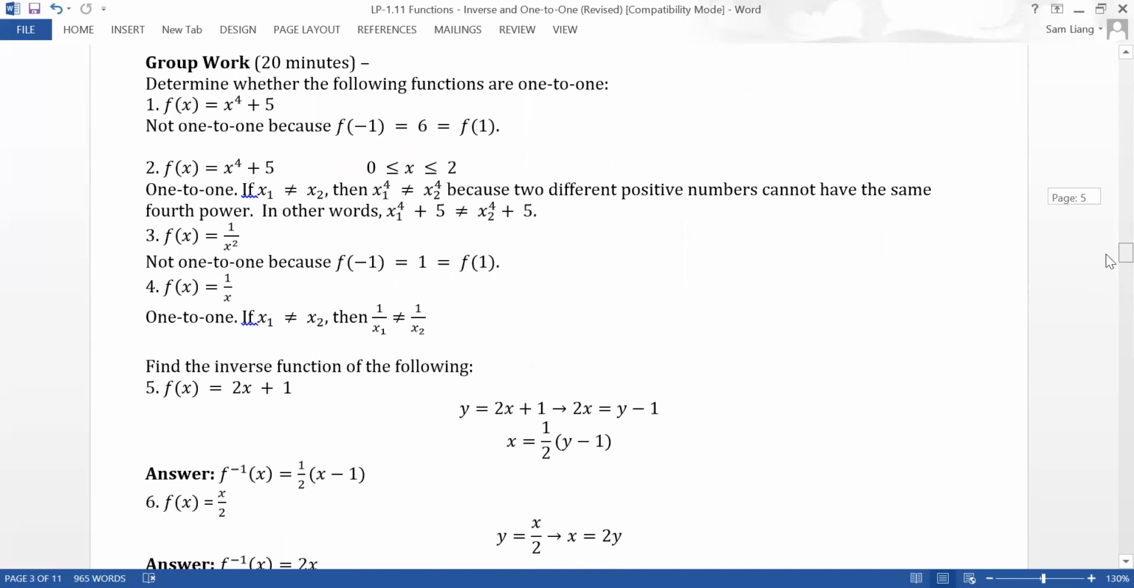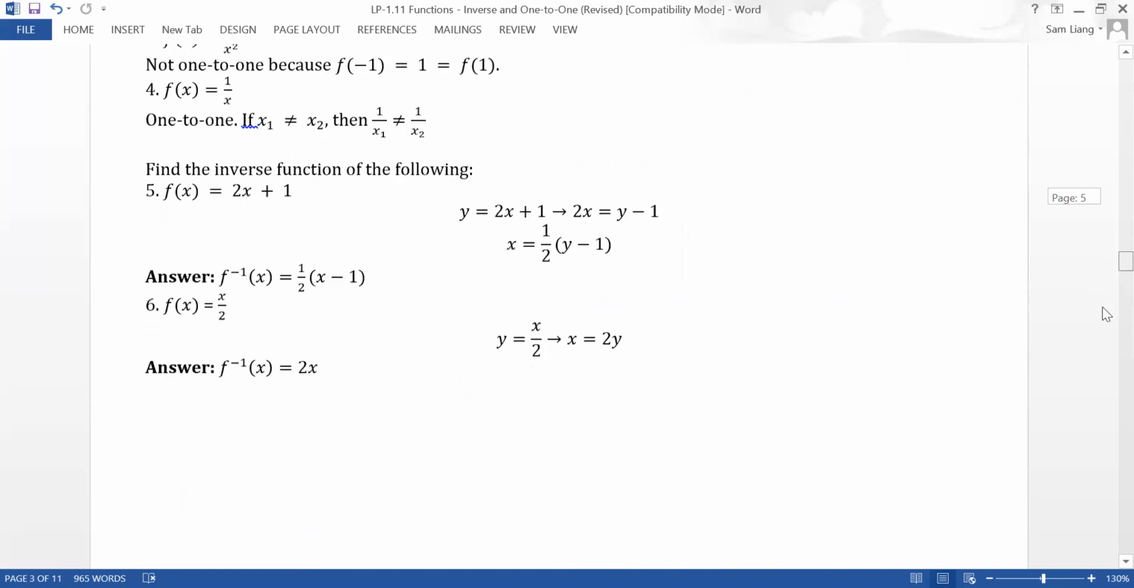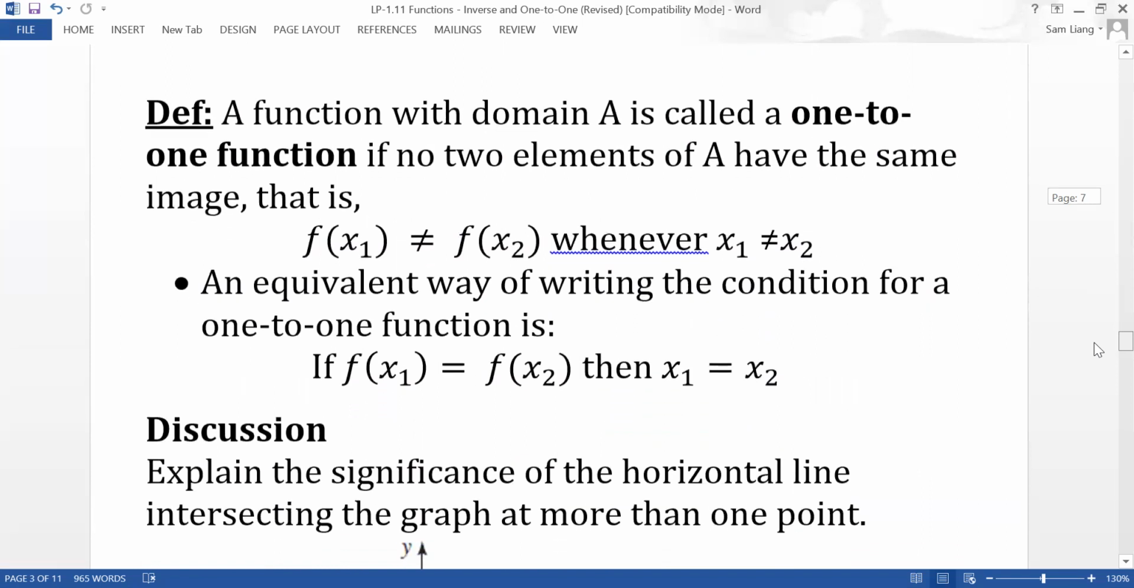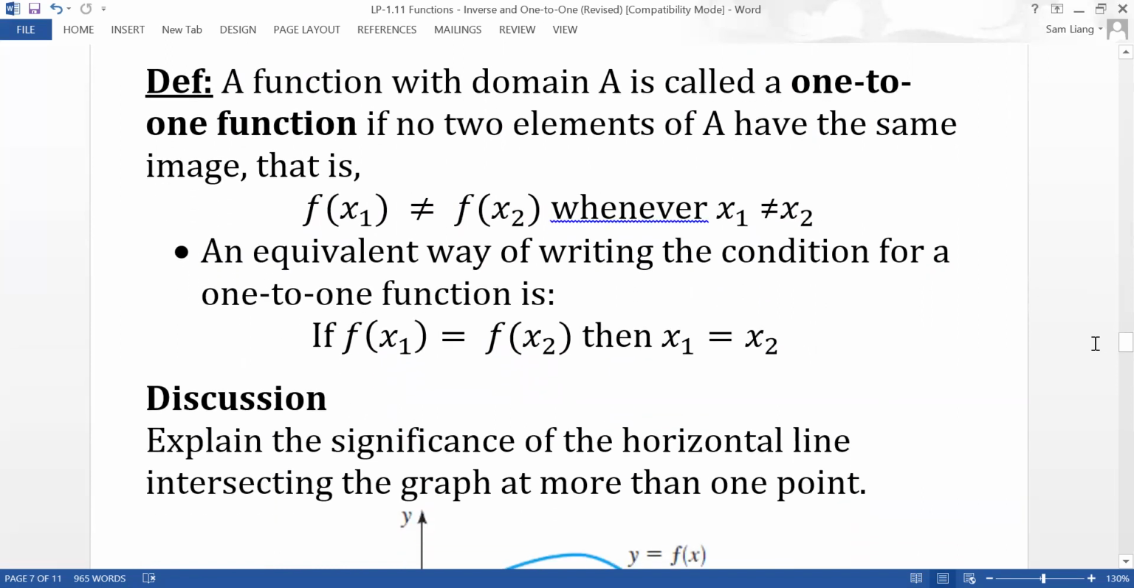Okay. All right. So with that being said, let me get to the slide. All right, so here's the definition of a one-to-one function. A function with domain A is called a one-to-one function if no two elements of A have the same image. That is, f of x1 is not equal to f of x2 whenever x1 is not equal to x2.